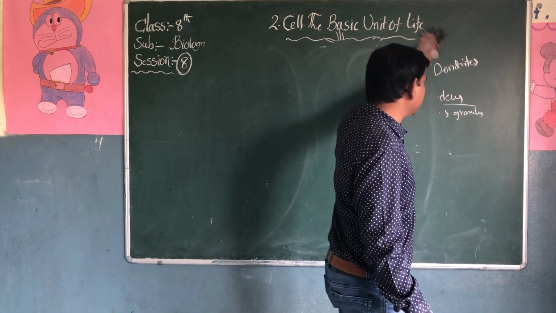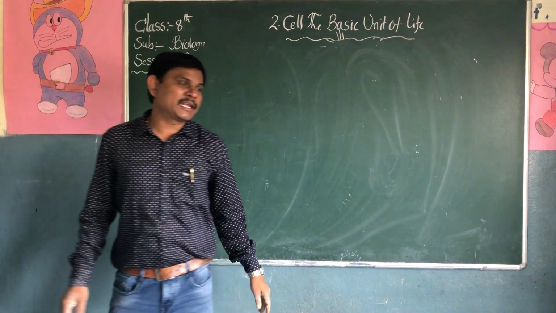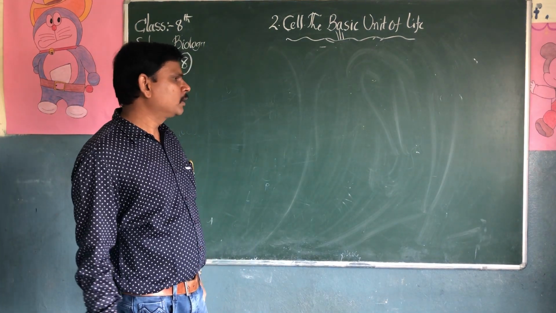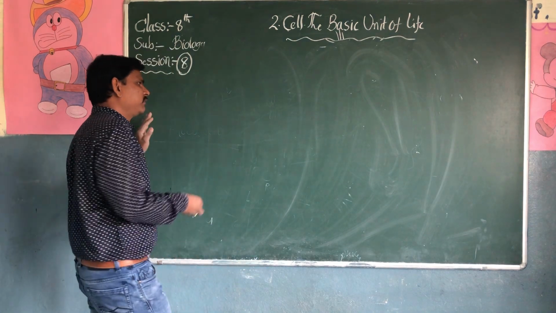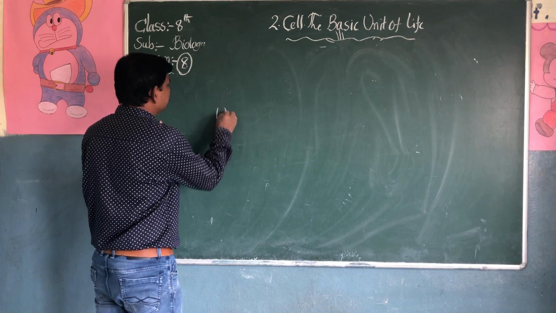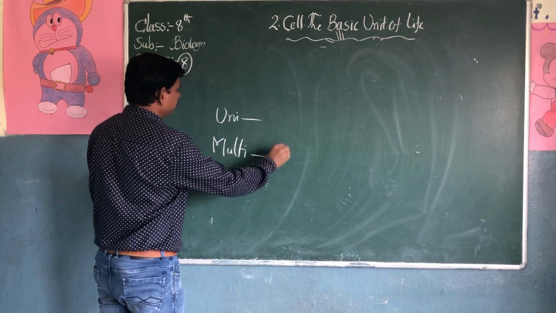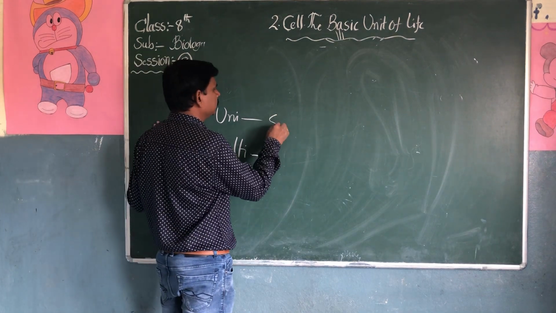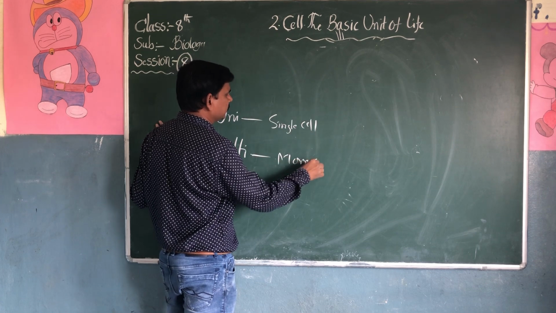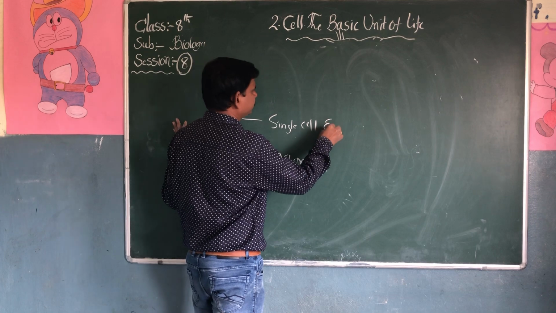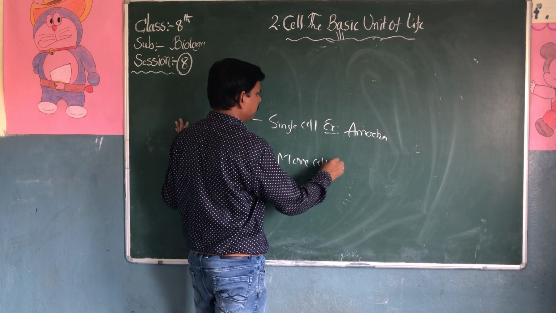We have unicellular and multicellular organisms. Uni means single, for example, amoeba. Multicellular organisms are plants and animals. We will discuss the difference between unicellular and multicellular. Uni is a single cell. Multi is more than one cell.